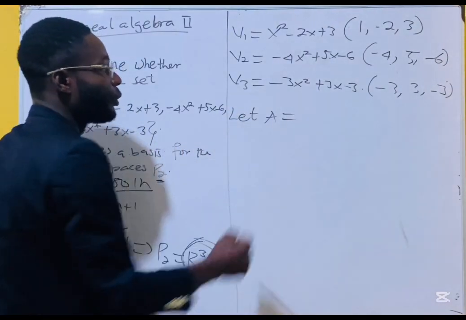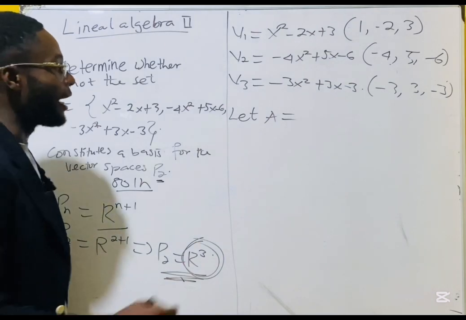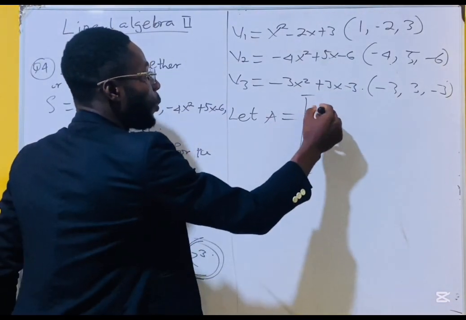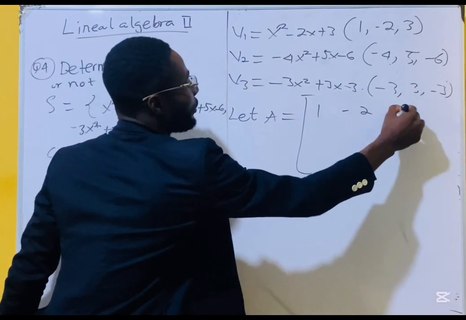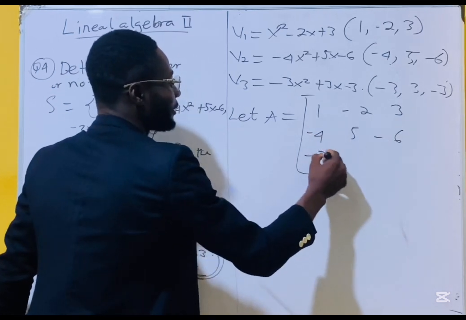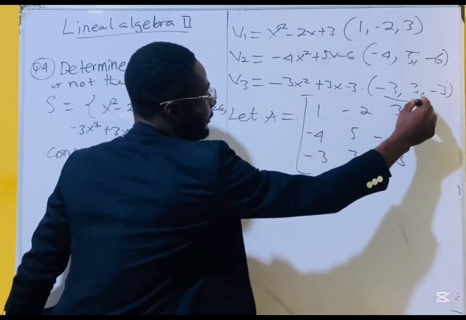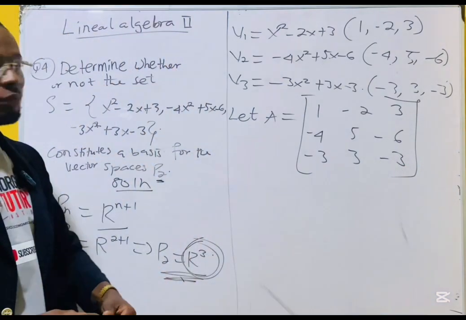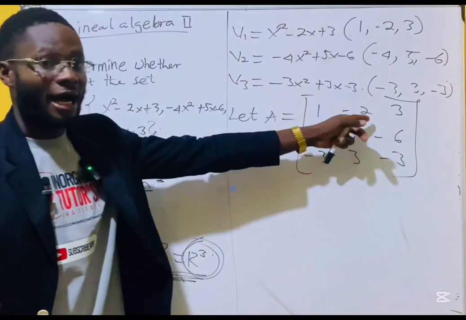Okay, so let's say that this is our matrix, right? So we're going to have 1, negative 2, 3, negative 4, 5, negative 6, negative 3, 3, and negative 3, right? So this is our matrix that we derive out of this R3.